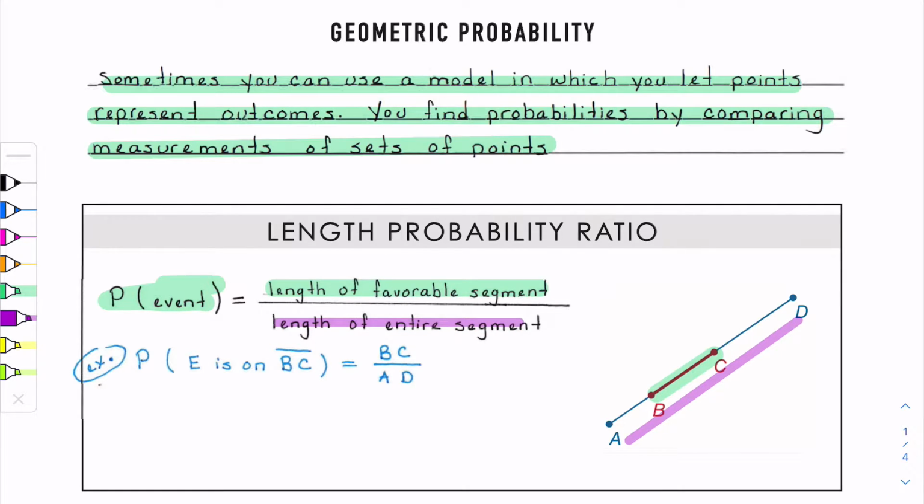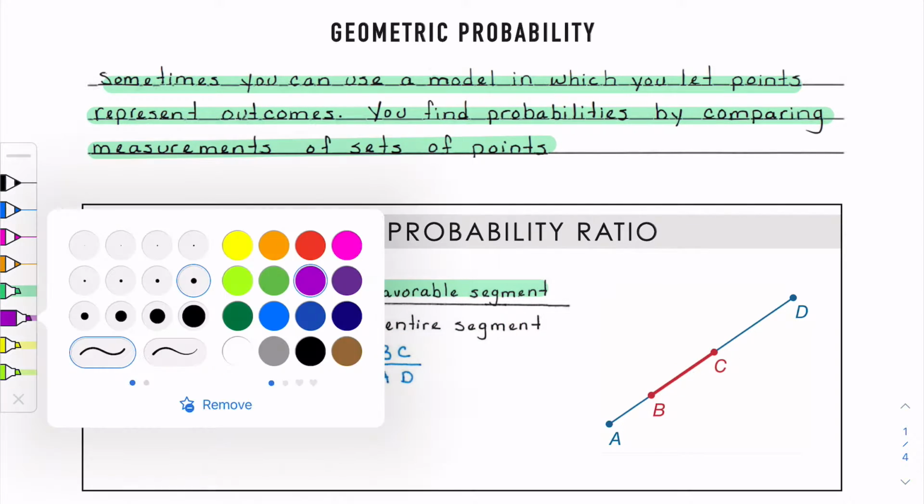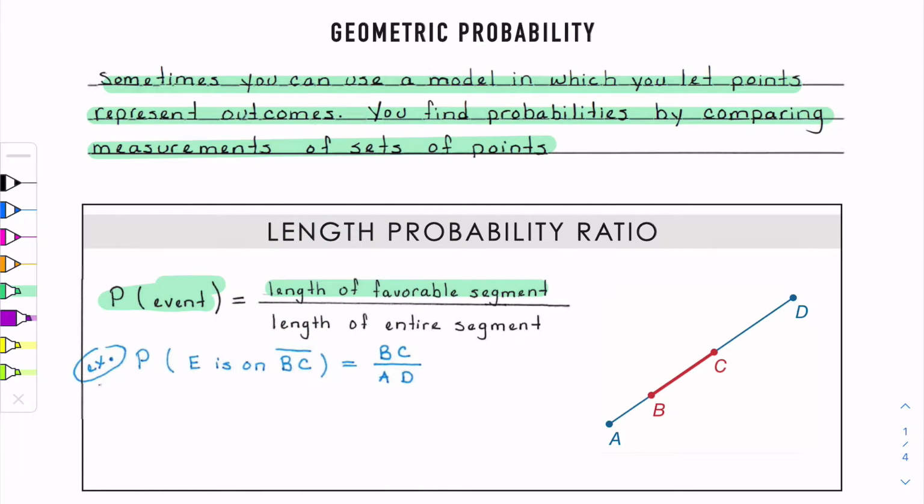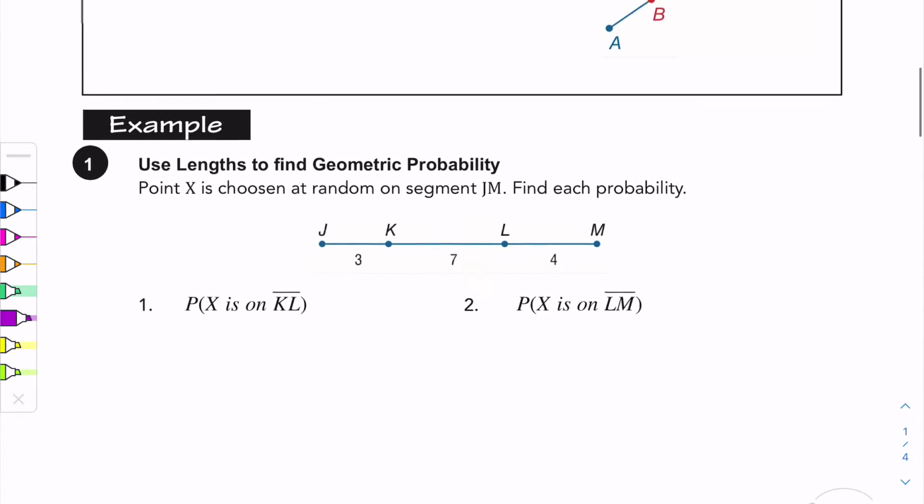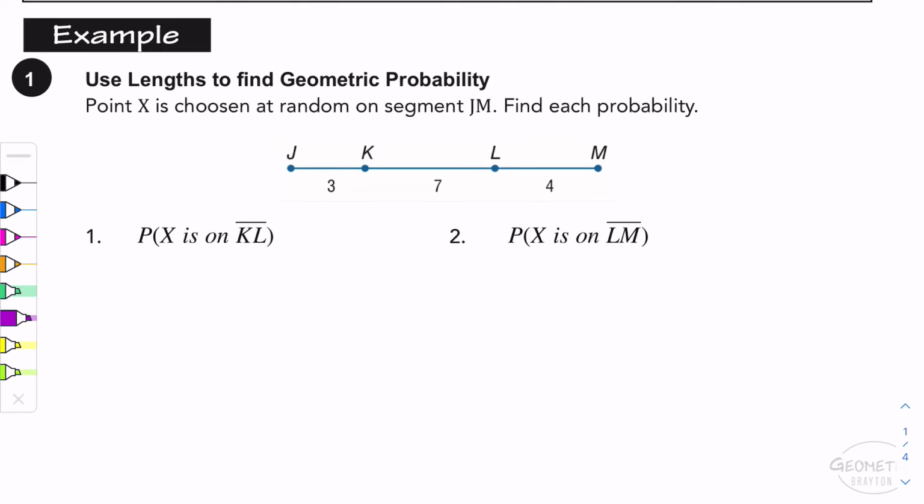My example here is, what is the probability that point E, which obviously we don't see listed, is on segment BC? So we want to know specifically, what is the probability that point E is going to fall between these two points? You find the probability by setting up a ratio of the segment length BC divided by the entire segment length of AD. Let's just jump right down to the examples so this makes more sense in context.